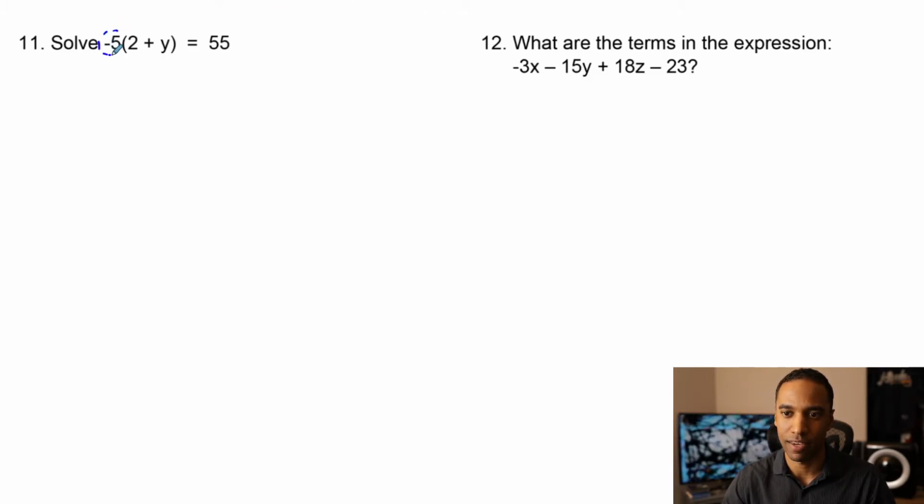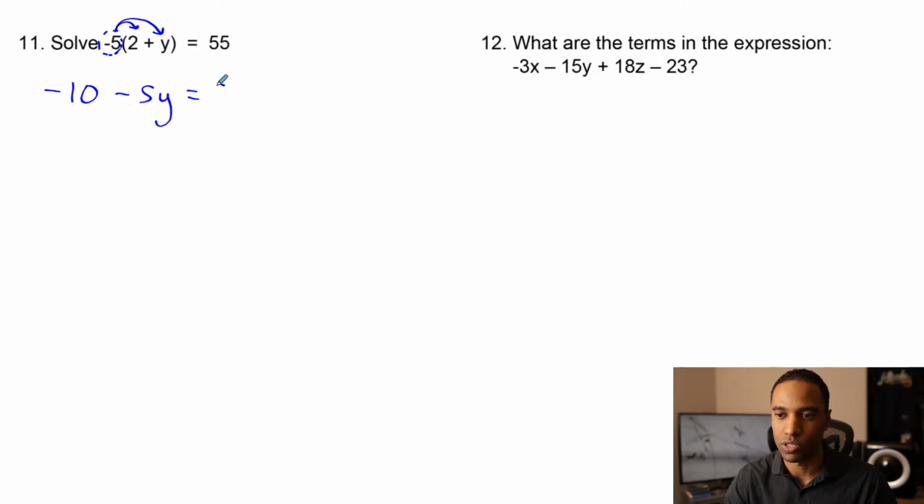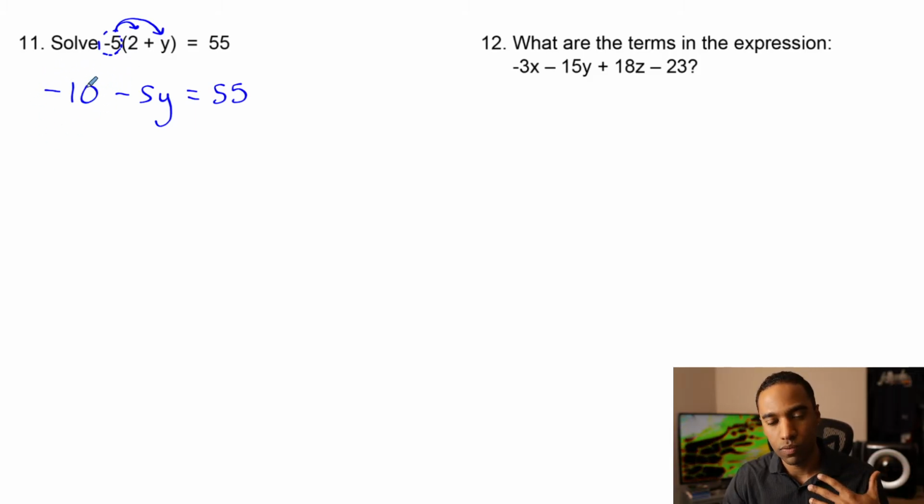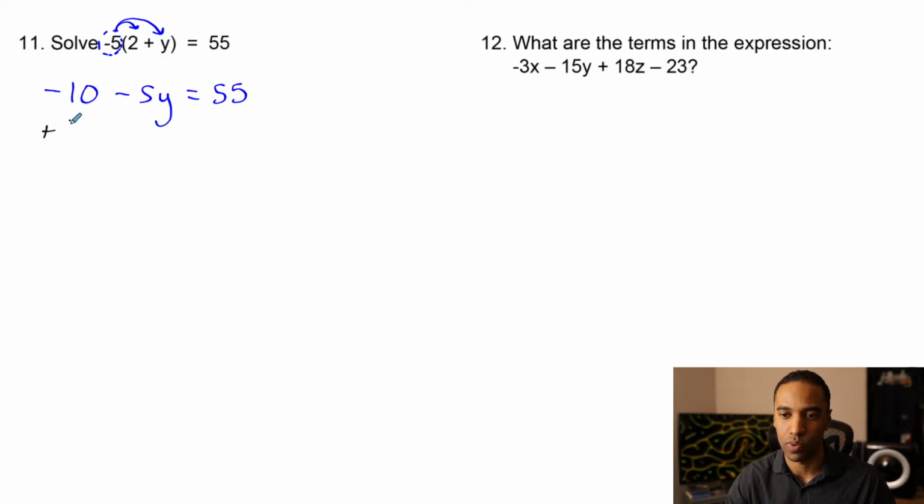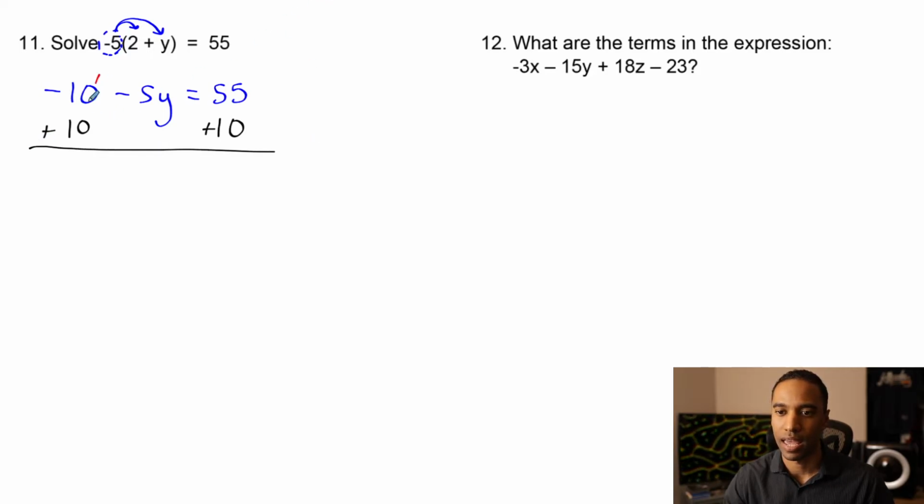This negative 5, guys, is going to distribute into the 2, and the negative 5 is going to distribute into the y. Remember, a negative means it will apply to both. Negative 10 is negative 5 times 2. Negative 5 times y is negative 5y, and that equals 55 right here. I'm going to move this negative 10 over to the other side to combine with the constants by adding 10 to both sides right here. Sounds glorious. Because it was negative, I will be adding it. And there you go. Now I have negative 5y equals 65.